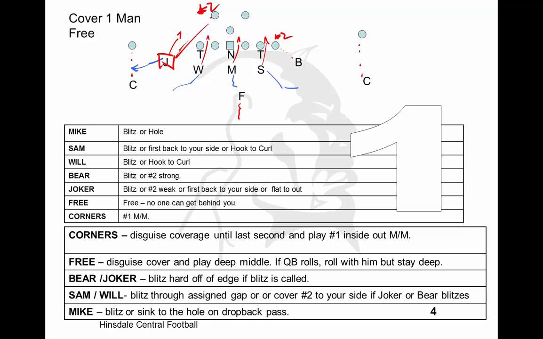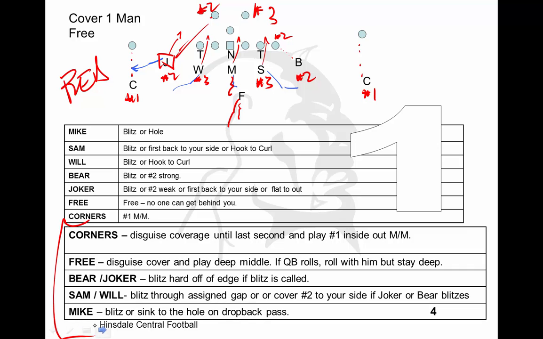And then the Sam and Will have number 3. You have the first back to your side, which in this case makes this running back the number 3 receiver, and that's who these linebackers have. So when we play cover 1 man free, which is really, again, our red defense, he's got number 1, he's got number 2, and he's got number 3. Mike is a hole player, and the free safety is over the top. So here are the details on what we try to do. Again, we try to disguise it as much as you can, but these are the responsibilities in red.